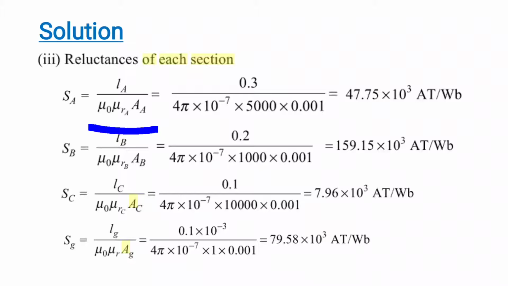So remember that mu naught is equal to 4 pi into 10 power minus 7. For the air gap, mu r is equal to 1. Other things are given in the question, and the problem has been solved successfully.